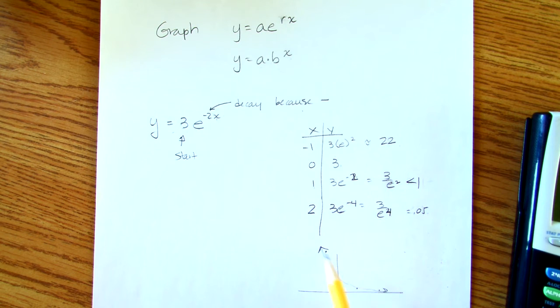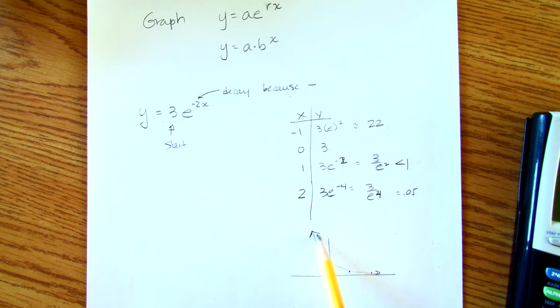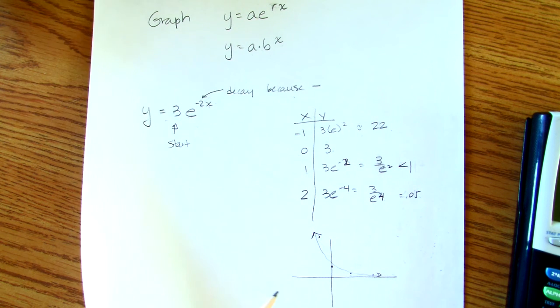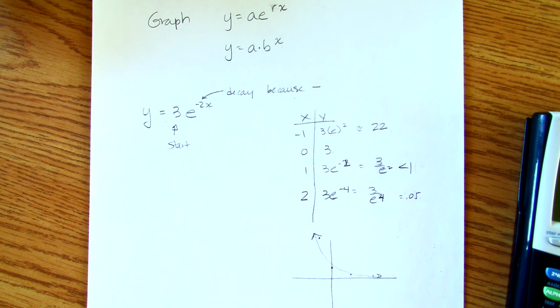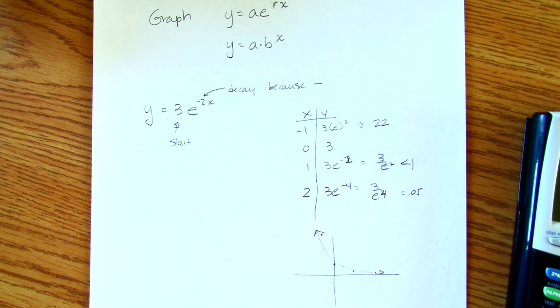I start up here at negative 1, at 22, at 0 I'm at 3, at 1 less than 1, and at 2 I'm at 0.05. So there's my exponential decay. So that should help you get through 7.3, Euler's number.